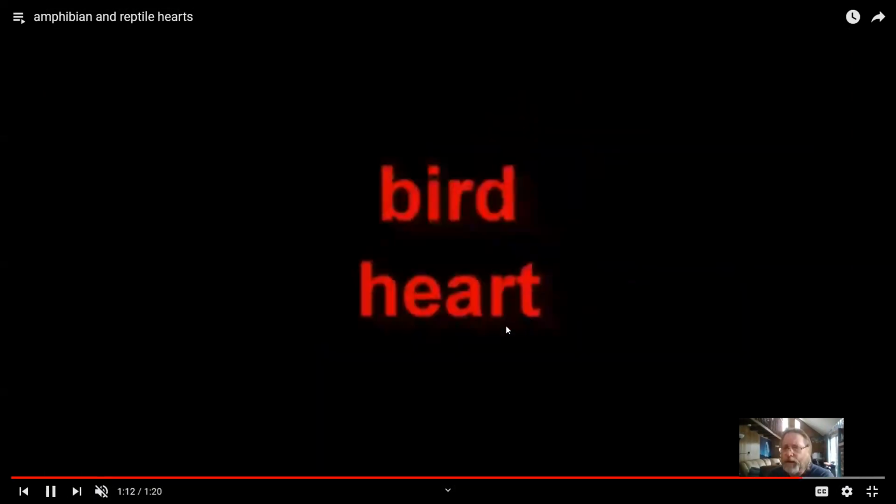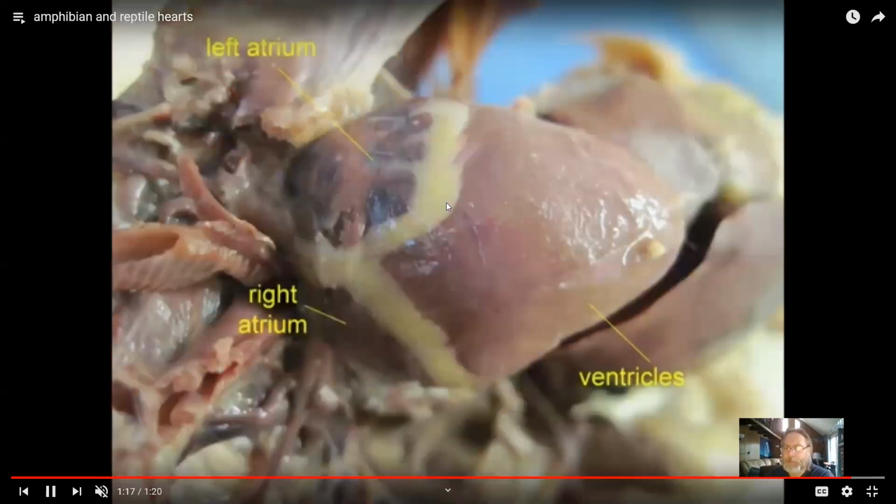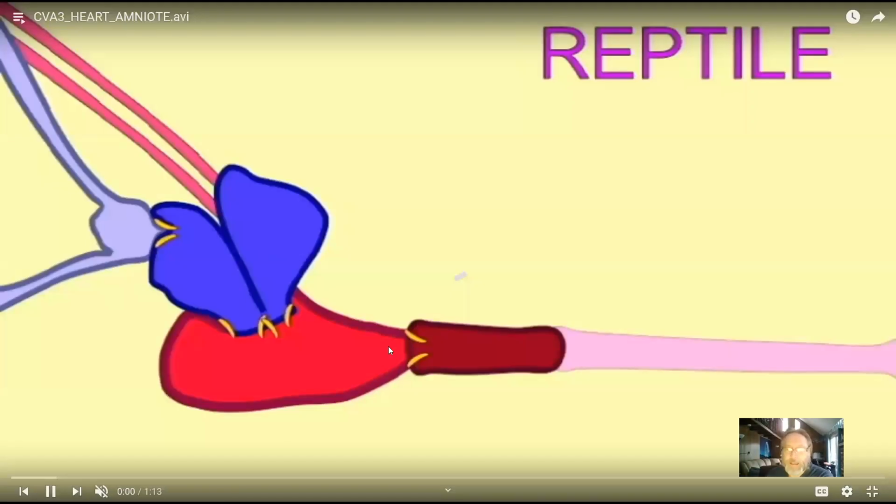the heart of an alligator, the heart of a bird. Birds have completely separated. There is a complete interventricular septum in birds, but it's different from that in mammals. So birds have a four-chambered heart like mammals have a four-chambered heart.